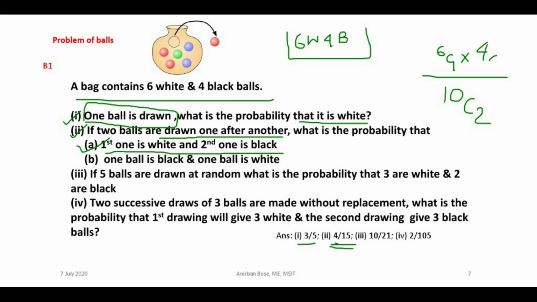So this is the answer of the second part. Okay, now coming to the third part of the problem, where if 5 balls are drawn at random, what is the probability that 3 are white and 2 are black? Again, the total urn is the same, 6 white and 4 black balls, but 5 balls are drawn.